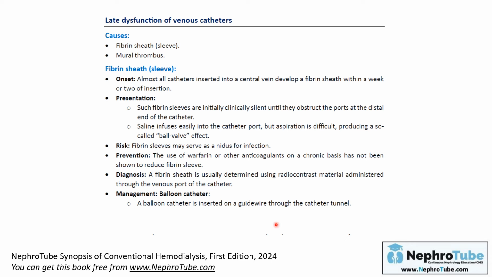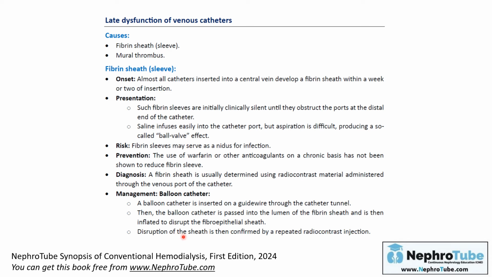A balloon catheter is inserted on a guide wire through the catheter tunnel. Then the balloon catheter is inserted into the lumen of the fibrin sheath itself, then inflated to disrupt this sheath, and we have to confirm disruption of the sheath using radiocontrast injection. So this is the main management of fibrin sheath if you will leave the catheter in place. If there is an option to remove the catheter and replace it with another catheter, or a catheter in another place, it may also be another option for management.